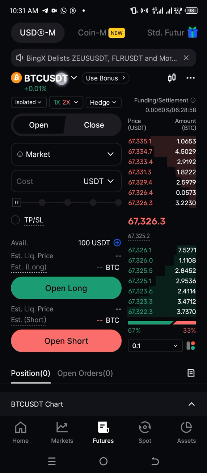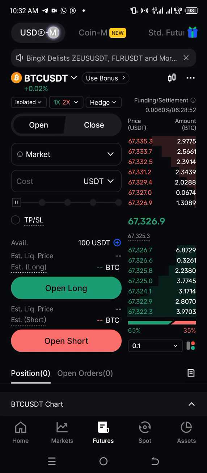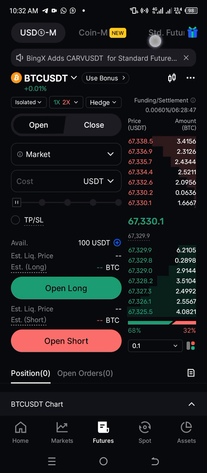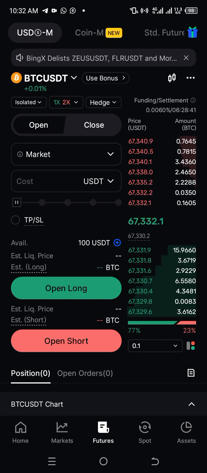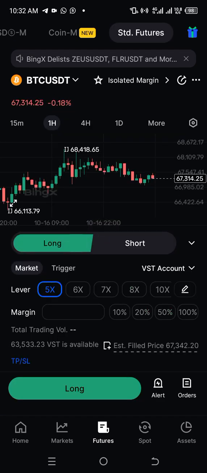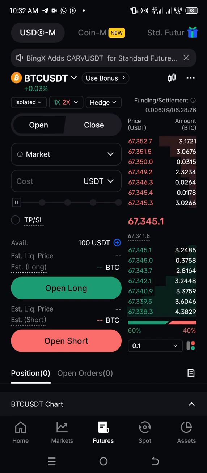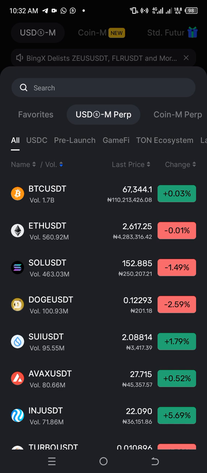You come to this area where it says BTC USDT. I'm currently on the USDT perpetual. This is the perpetual feature, and this is the standard feature. I don't trade coin, so let's take this out of the picture. I only use this and the standard. The standard is where you find your forex instruments. Now to search TIA USDT, just click on this area, click on it and search TIA USDT.